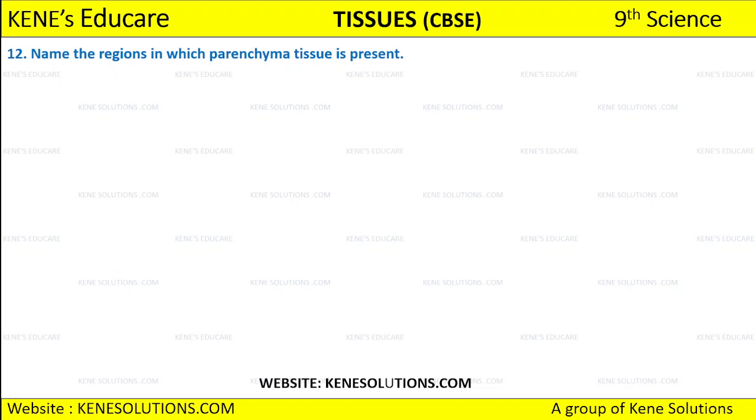Now we need to name the region in which parenchyma tissue is present. So I'll write the parenchyma tissue is present in the pith of the stem and the root. Okay, कहाँ पे present है ये? In the piths of the stems and the roots. And when parenchyma tissue contains chlorophyll, what do we call it as? It is called chlorenchyma.